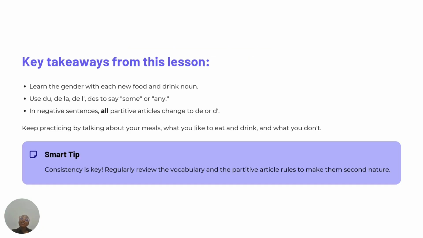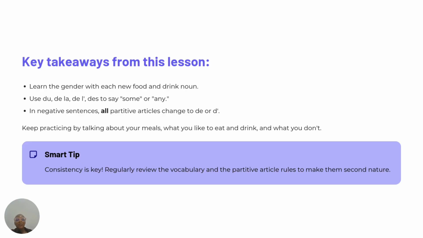Alright, so let's just wrap things up. What are the key takeaways from this particular lesson? We've learned the gender of each new food and drink. We've learned how to make use of du, de la, de l', des to say some or any. And we've also learned how to make use of all these things in negative forms. And we already know that all partitive articles change to de or d' whenever we're making use of them in the negative form. So keep practicing and talking about your meals, what you like to eat, what you like to drink, and what you don't like to eat and drink.